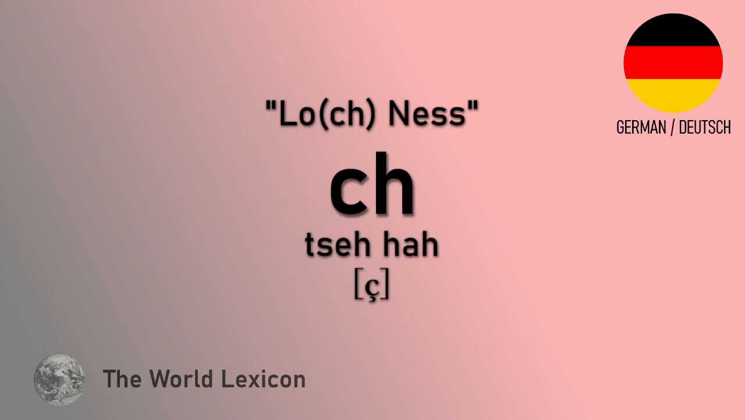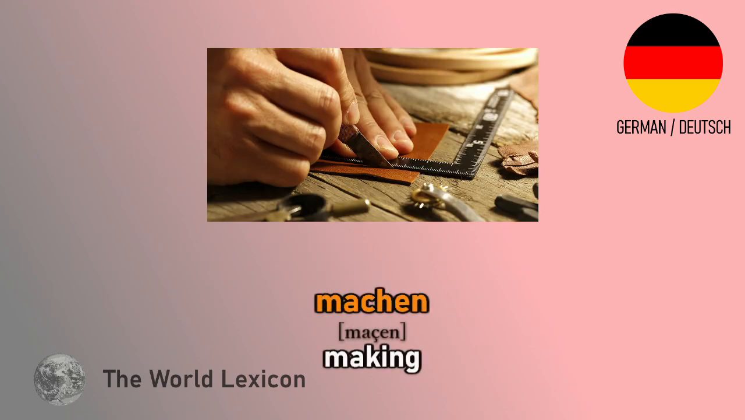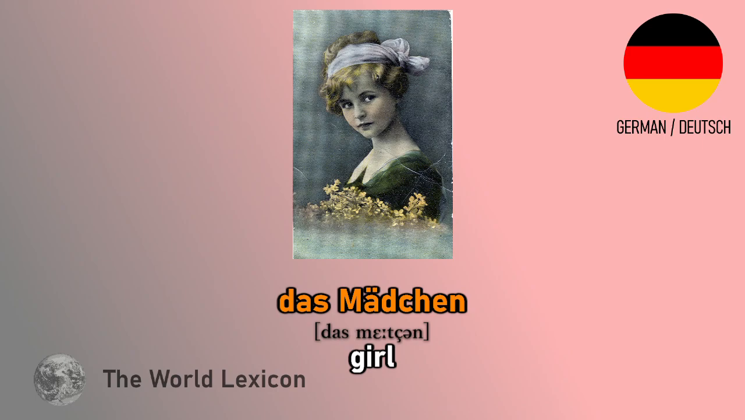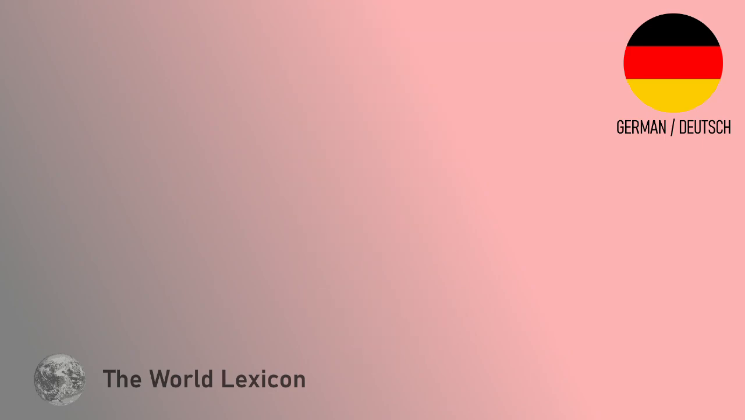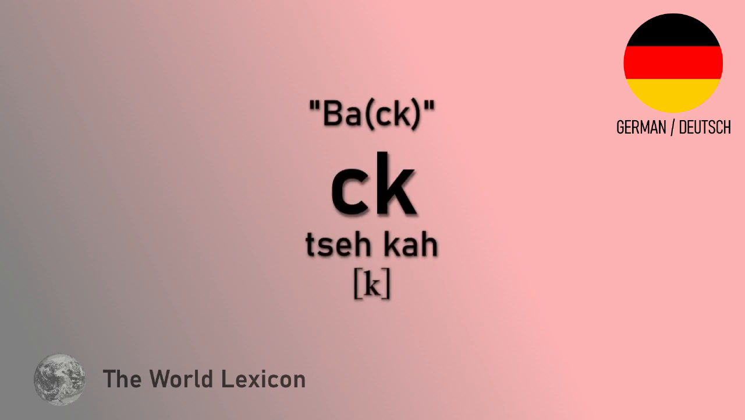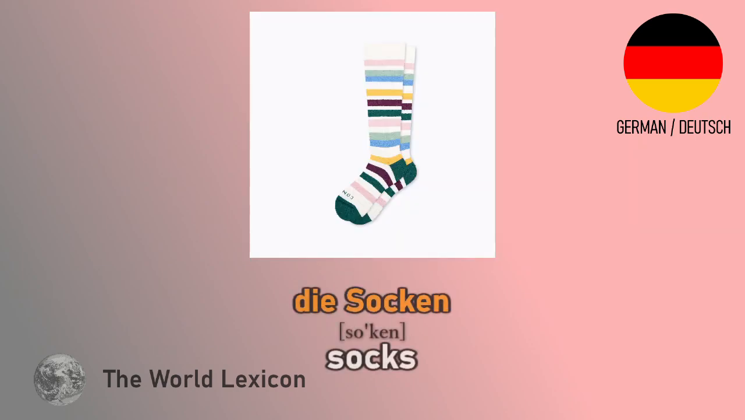Cha, cha. Machen. In some cases though, it can make a ch sound, like in the word Mädchen. The next digraph is CK, which is just a K sound. Die Socken.